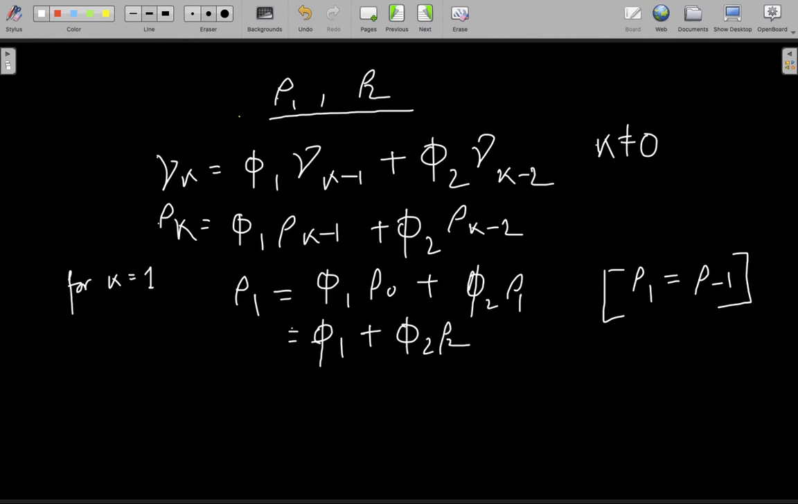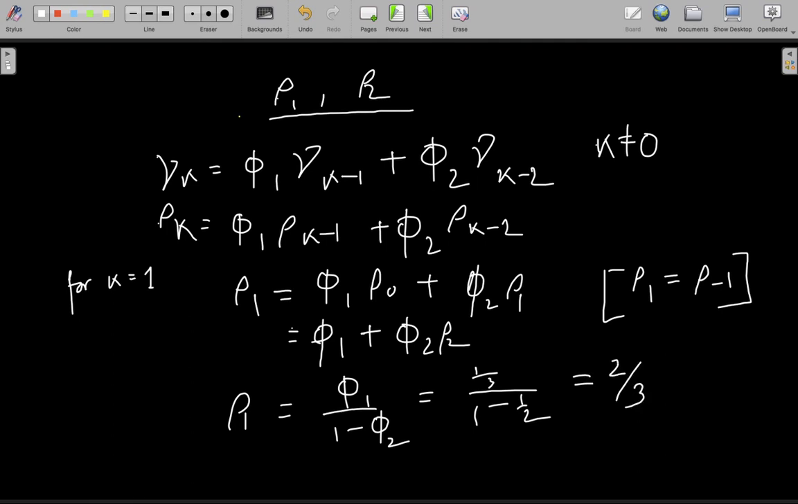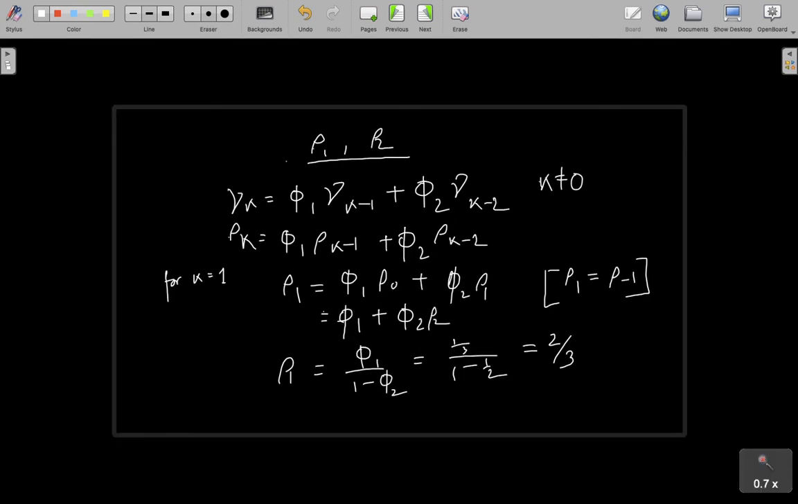And then it is very simple. I take rho 1 to this side, so it is basically phi 1 by 1 minus phi 2. So my phi 1 is equal to how much? Phi 1 is 1/3. So 1/3 by 1 minus half, which means basically 1/3 divided by half, which is 2 by 3, right? So that is the value of my rho 1.